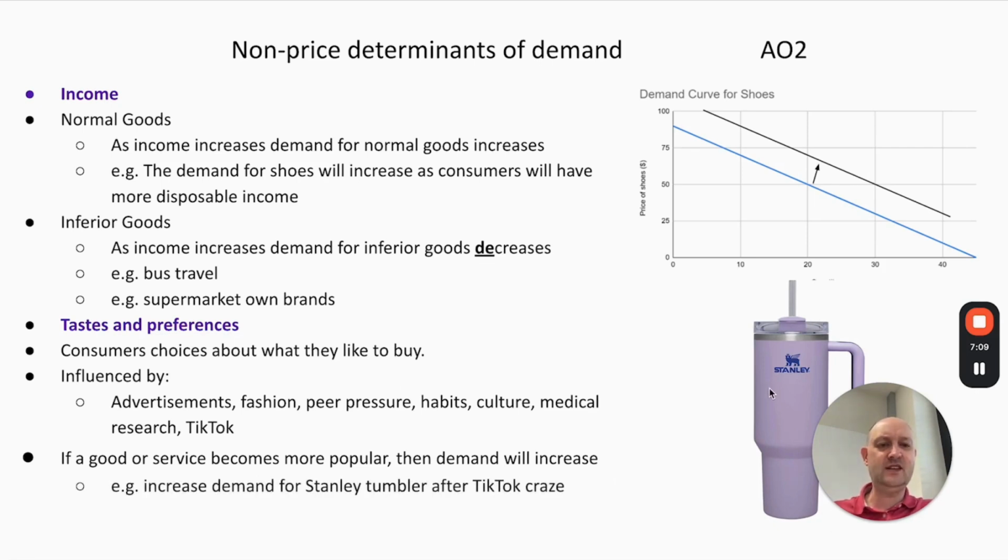So, for example, these Stanley tumblers, I hate these things. I'm not a big fan of these things. But there was a TikTok craze, and then suddenly everyone wanted to buy it. And again, people wanted to buy more of it, not because of price, not because of income. It was just because tastes and preferences within the market had changed. So suddenly there was an increase in demand at the same price, people wanted to buy more. Similarly with fashion, with advertisements, companies are trying to get us to buy more of it. Medical research, maybe some sort of medical research is published saying some sort of food is really good for you. Recent example was kale, this green vegetable, and then suddenly everyone wants to go and buy it, and we get an increase in demand.